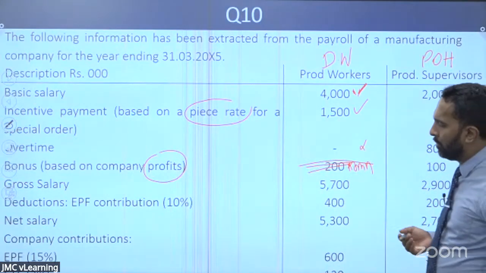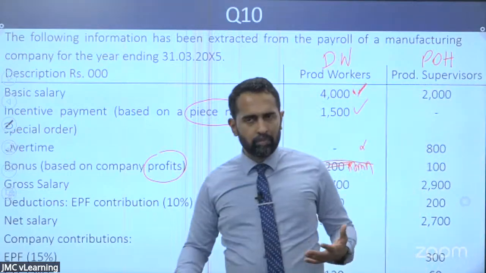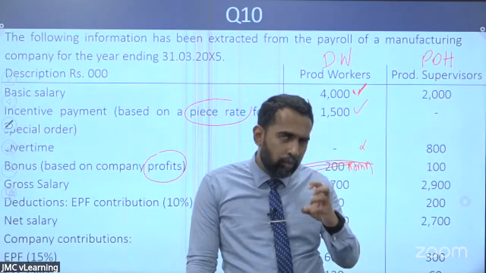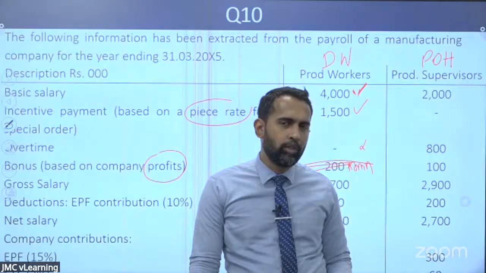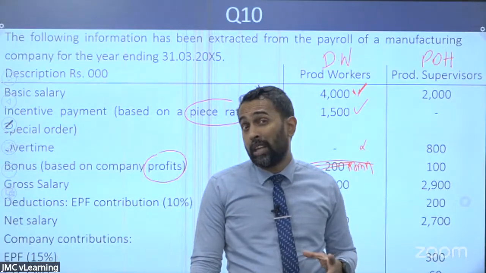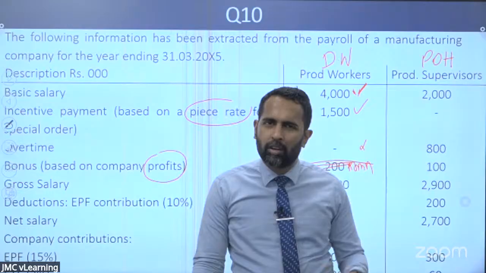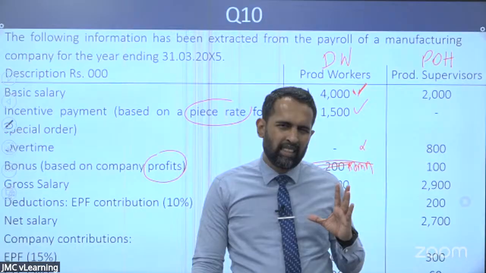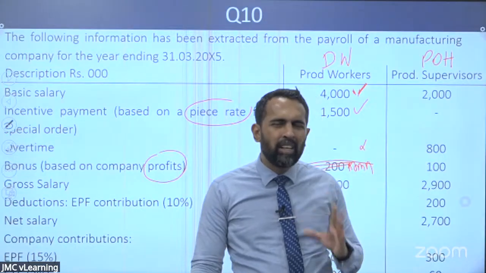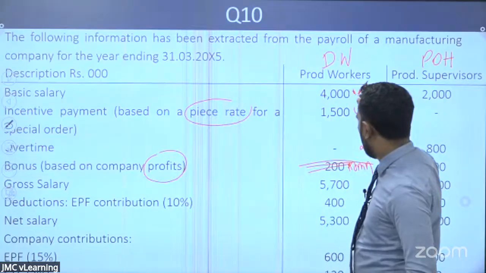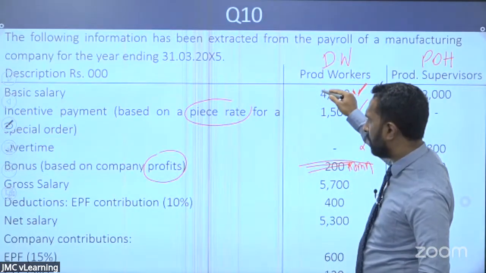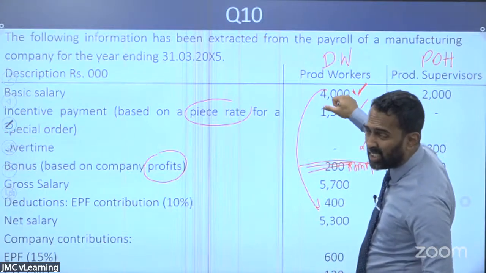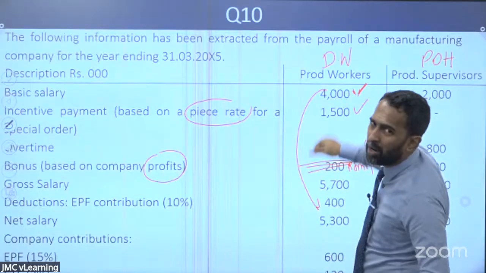Deductions. EPF contribution. Now, we know that from the salary of an employee, 8% will be contributed by the employee to EPF. You know that, right? That is already covered in his salary expense. So that is already there. From this 4,000, when you take 4,000 as our salary cost, this 400 is anyway included.